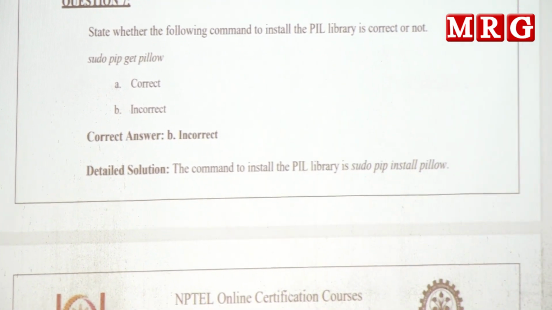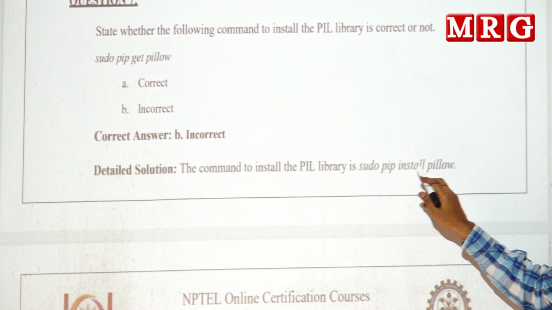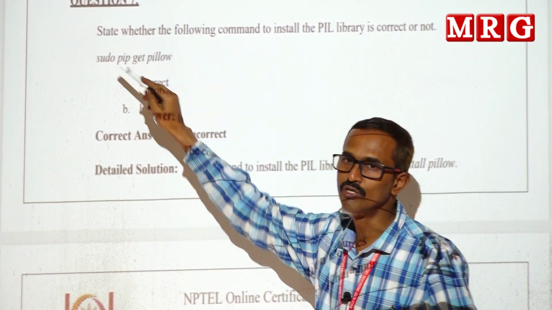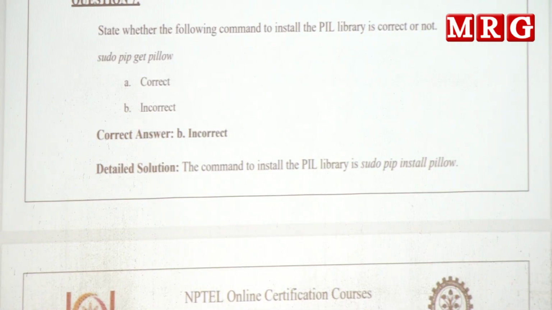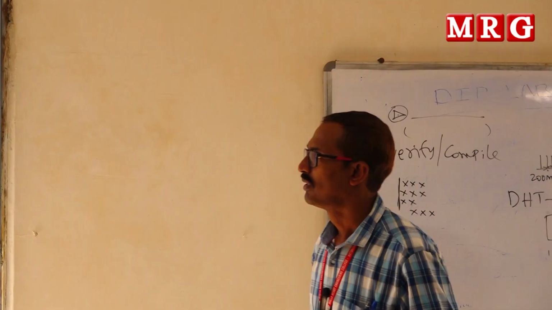I just told you, any library you want to install, pip install library. But here get is used. That is wrong. Get is not supported. Okay.